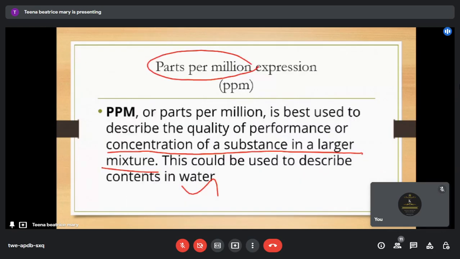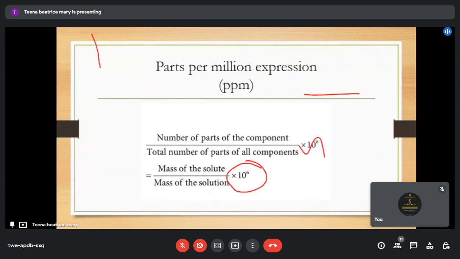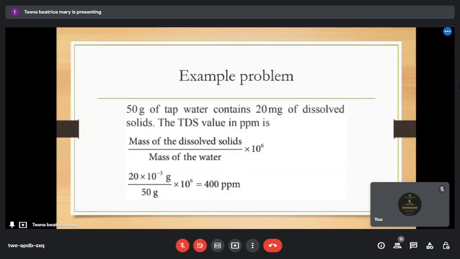And the last is the parts per million expression. When we have a large number in our solution, the common formula to find out how much a particular component is present is into 10 to the power of 6, and we found out the answer. Okay.